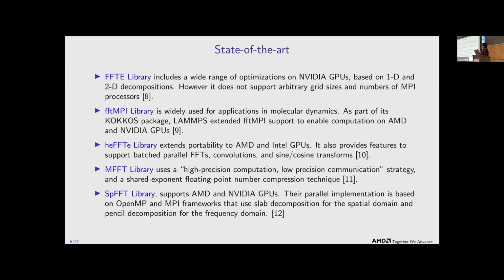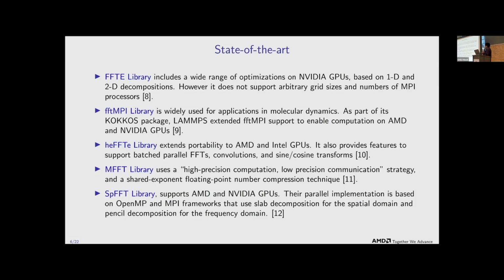FFT MPI is a library that is targeting molecular dynamics applications in particular, and it has support for NVIDIA and AMD GPUs. Heffte is a library that I worked on a lot in the past 5 years, and it also added support for Intel GPUs as well. And we also did provide convolutions and sine and cosine transforms. This is being used by the XXL project applications.